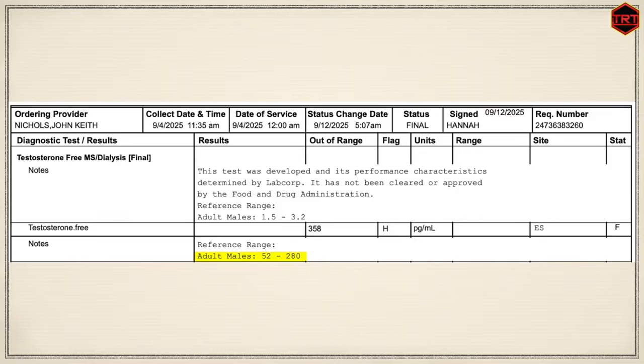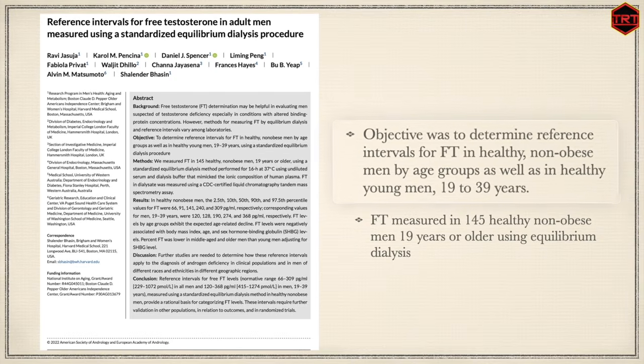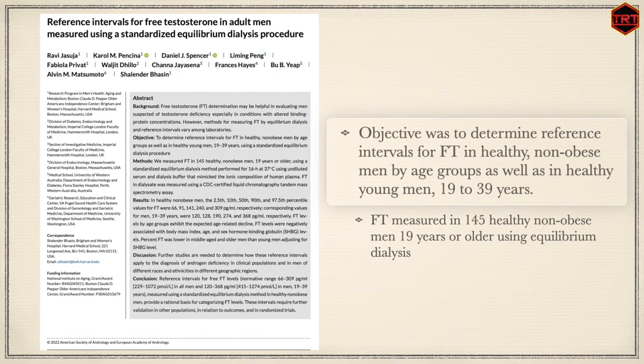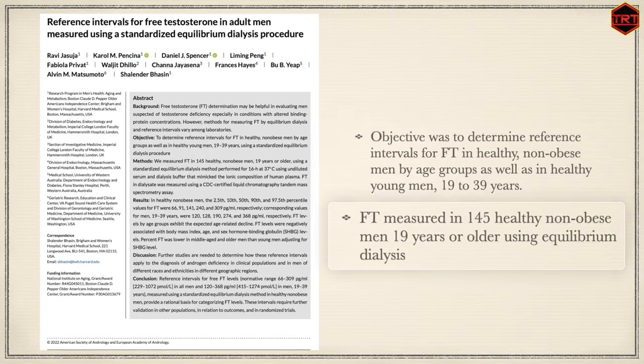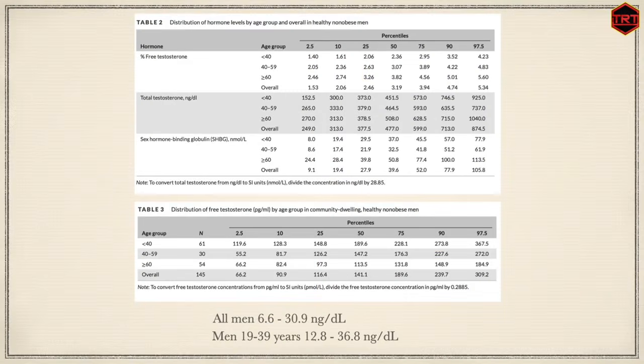Now let's look at a study from the journal Andrology, where we can see the details about how the normal values were obtained and compare the results to LabCorp and Quest. The objective of this study was to determine reference intervals for free testosterone in healthy, non-obese men by age groups, as well as in healthy young men 19 to 39 years old. Free testosterone was measured in 145 healthy, non-obese men 19 years or older utilizing equilibrium dialysis. And these are the results.